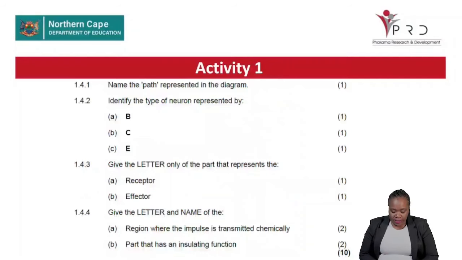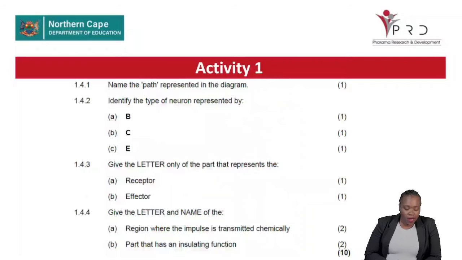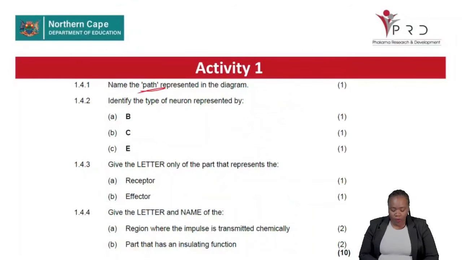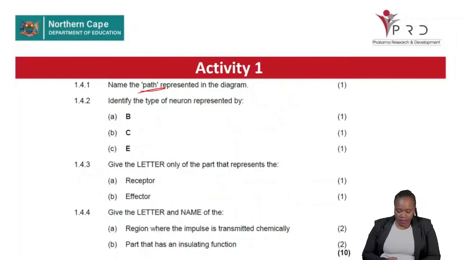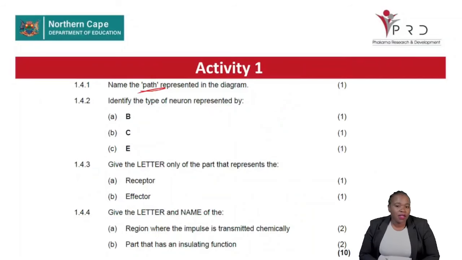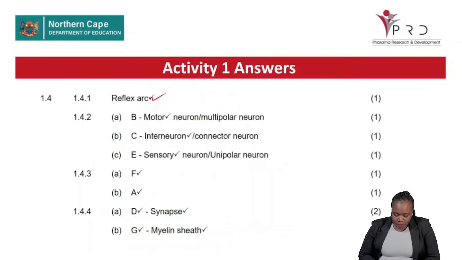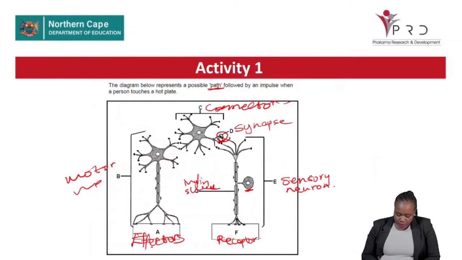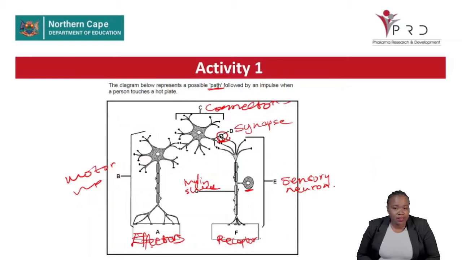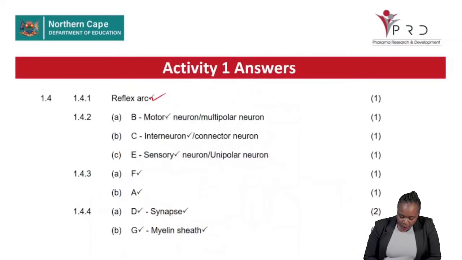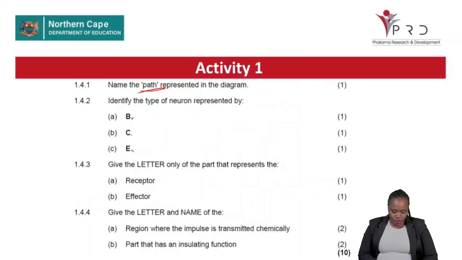Okay, 1.4.1, it says, name the path represented in the diagram, right? So we haven't looked at the reflex arc, but the path would be the reflex arc. We're going to look at the reflex arc in the next few minutes, but that is what we call the reflex arc, right? And then 1.4.2, it says identify the type of neuron represented by B, C, and E. So remember, B is the motor neuron, C is the connector, E is the sensory. So B would be our motor neuron, C our connector or interneuron, and E our sensory neuron.